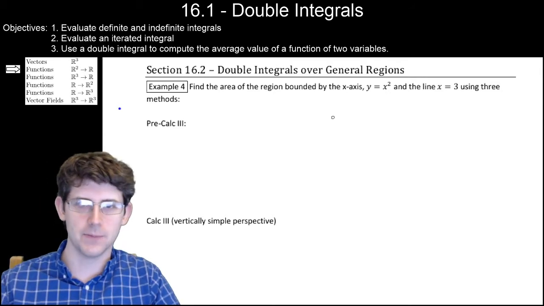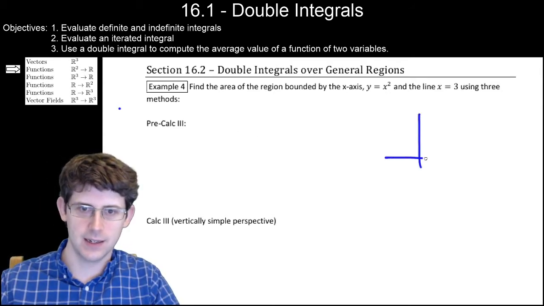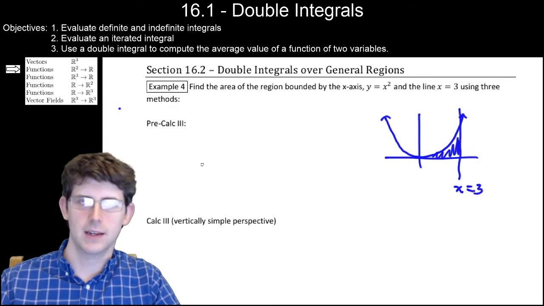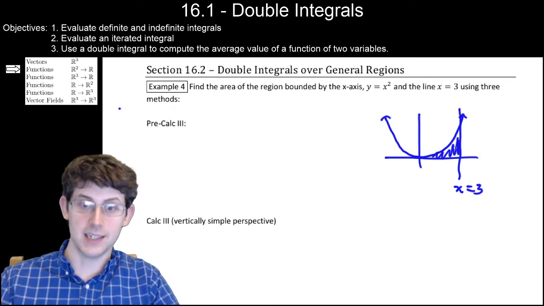Okay, so we're looking at y equals x squared, the x-axis, and x equals 3. So we're looking at this region. In Calc 1, we would have said, oh, this is what an integral is for. It finds this area.